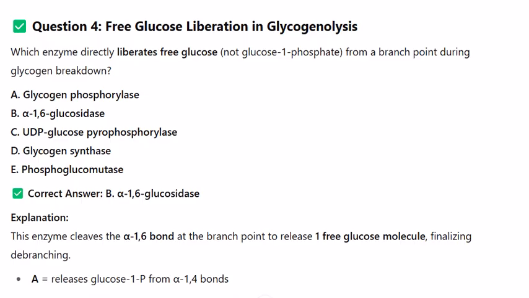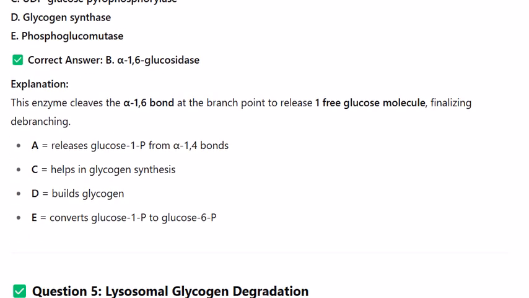A equals releases glucose 1-phosphate from α-1,4 bonds. C equals helps in glycogen synthesis. D builds glycogen. E equals converts glucose 1-phosphate to glucose 6-phosphate.